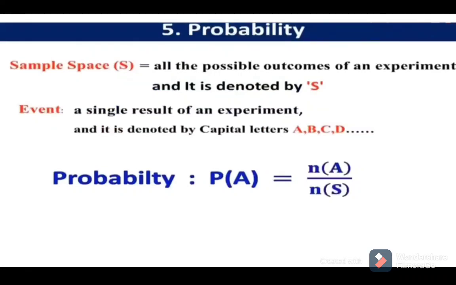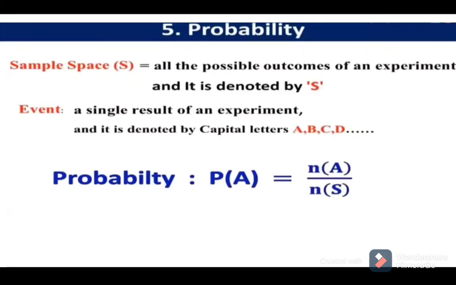Now the next lesson we will study is probability. Now, what is the meaning of sample space? Sample space means all the possible outcomes of an experiment, and it is denoted by capital letter S. Now, what is the meaning of event? A single result of an experiment is called an event. Here you have to follow the conditions given. Okay, and it is denoted by capital letters A, B, C, D, and so on.